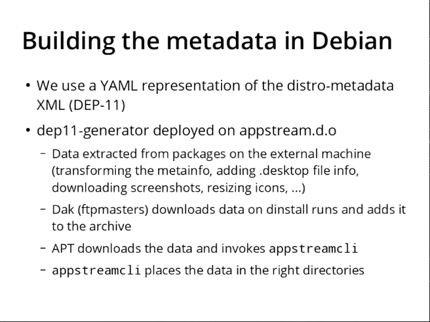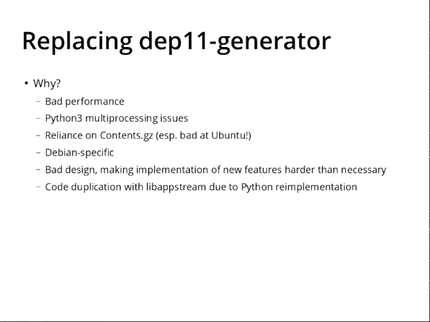So what we did was deploy a tool called dep11-generator on appstream.debian.org, which extracts the metadata from packages on an external machine and then sends it over to the FTP masters, which include it into the archive. And then we also use a new feature of the apt packaging tool to make it automatically download this data for us and have appstreamcli put it in the right places and build caches for it. So after we deployed dep11-generator and made Ubuntu use it, we decided to replace it, not to annoy Ubuntu, but because we found some really severe limitations in the dep11-generator, which is mainly bad performance.